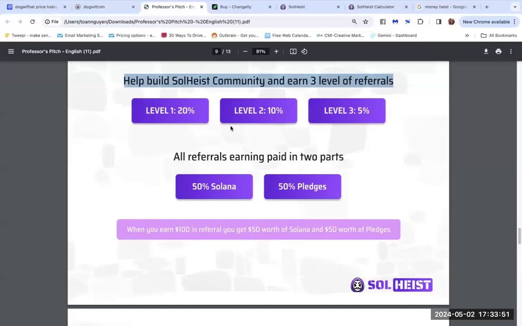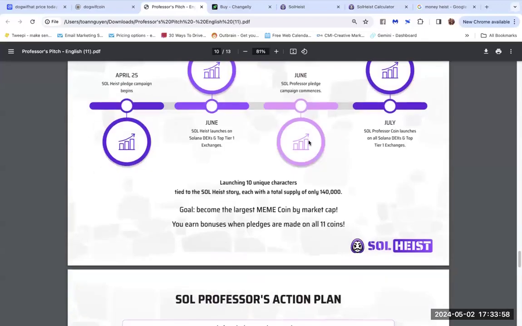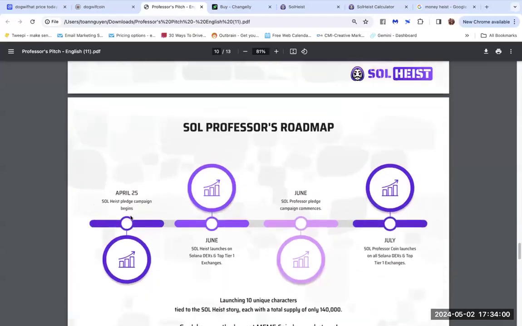But here's the best part. If you decide to do it and you build a Solheist community and you have 3 levels of bonuses, and you brought me in and I made a pledge, let's say I put $10,000 worth of Solana in, you made a $2,000 bonus, okay?